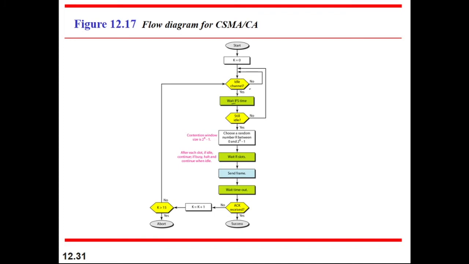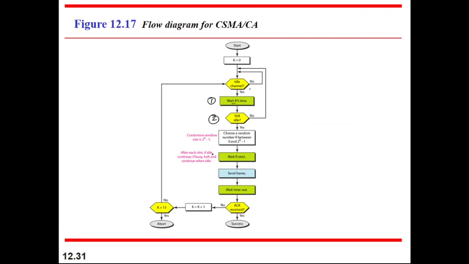When the channel is idle, at first wait for IFS time, the interframe space. After that, again check if it is still idle. If it is no, then go back to the check. If it is yes, then choose a random number r between 0 and 2 to the power k minus 1. That is the contention window size. Then wait r slots. You have to wait that amount of time, r slots.